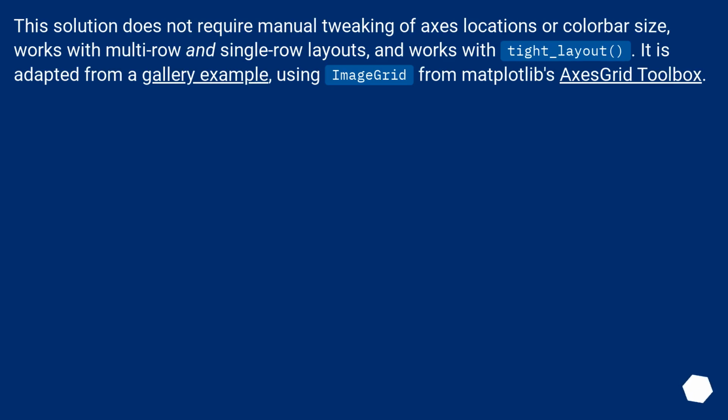This solution does not require manual tweaking of axis locations or color bar size, works with multi-row and single-row layouts, and works with tight_layout. It is adapted from a gallery example, using ImageGrid from matplotlib's AxesGrid toolbox.